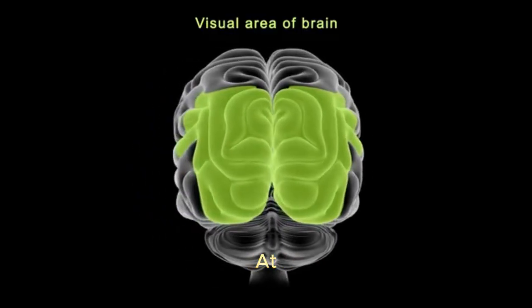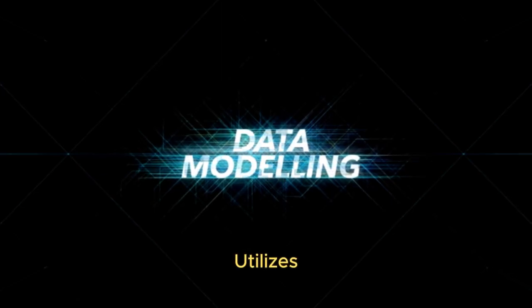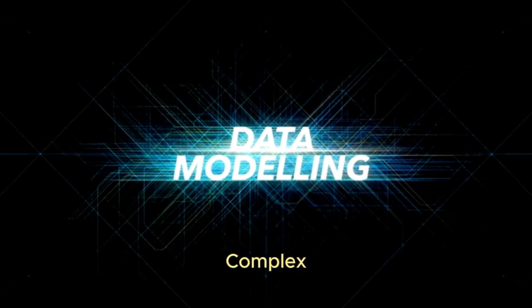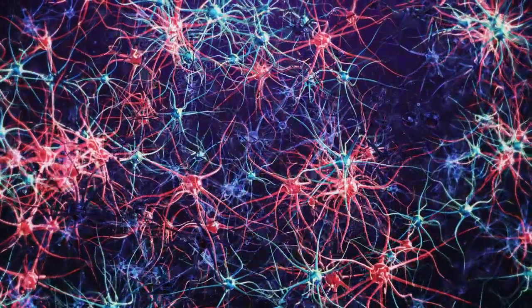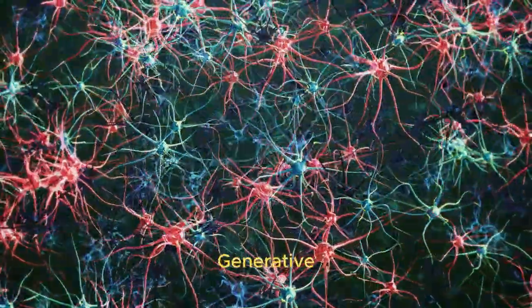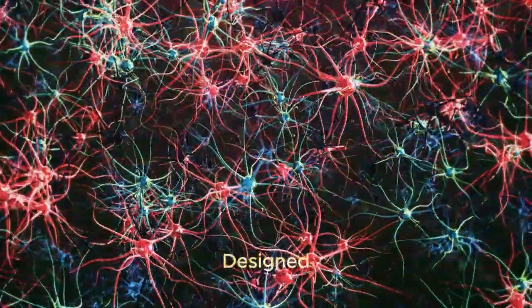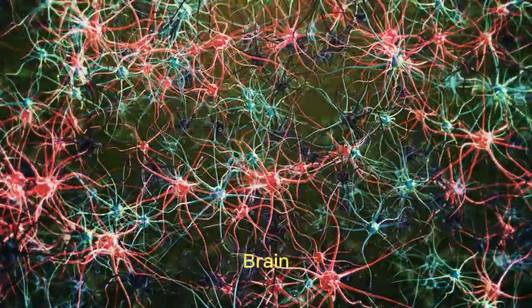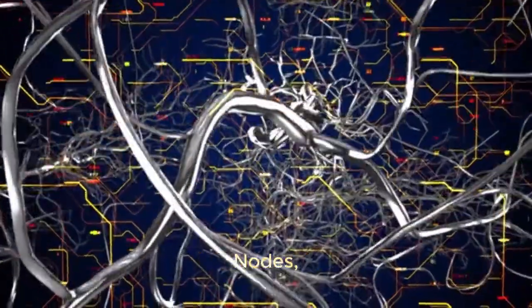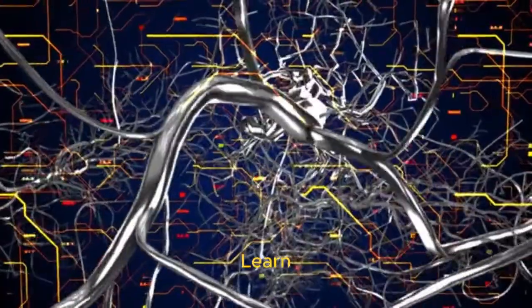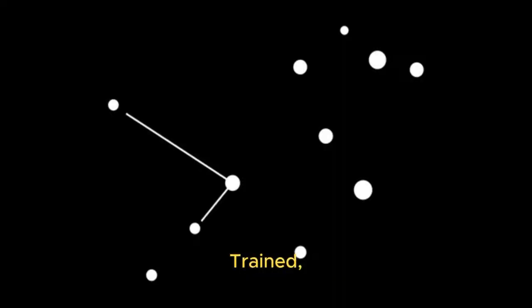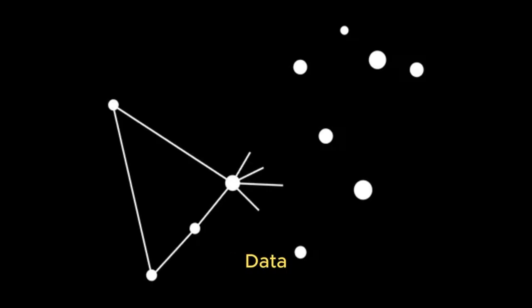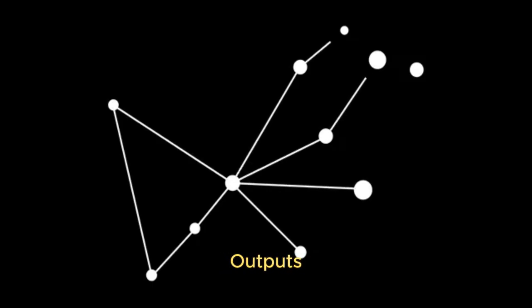Now let's take a closer look at how it works. Generative AI utilizes deep learning models, which are complex algorithms that enable machines to learn from vast amounts of data. One common type of deep learning model used in generative AI is a neural network, which is designed to mimic the structure of the human brain. Through multiple layers of interconnected nodes, these networks analyze and learn from input data, identifying patterns and relationships. Once trained, the neural network can generate new data based on the learned patterns, producing outputs that are similar to the style and content of the data it was trained on.